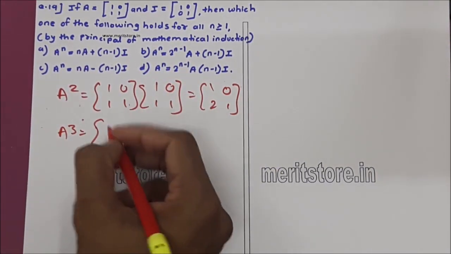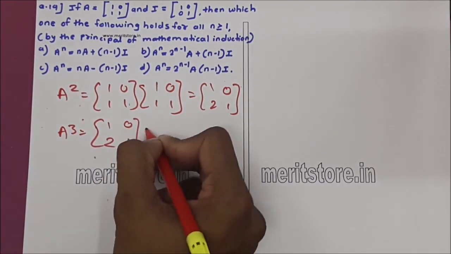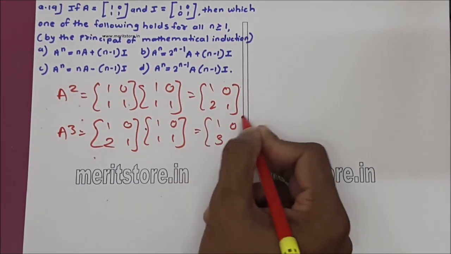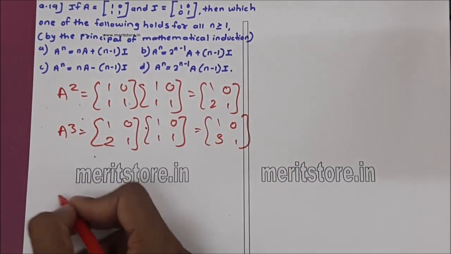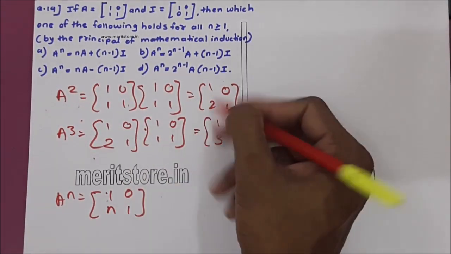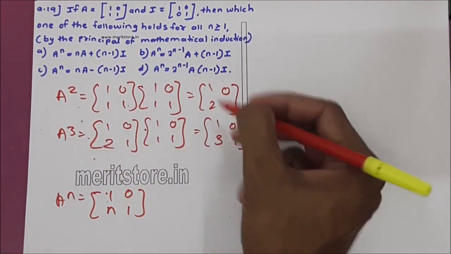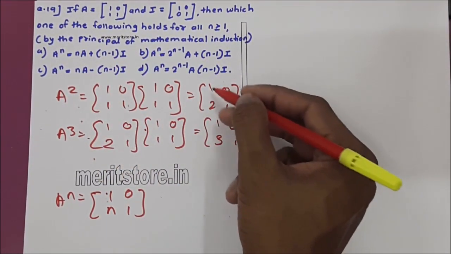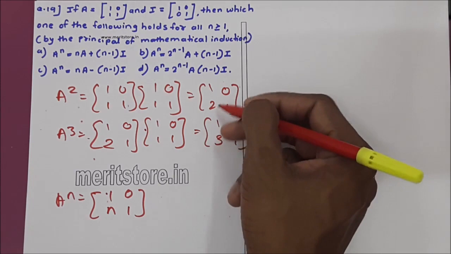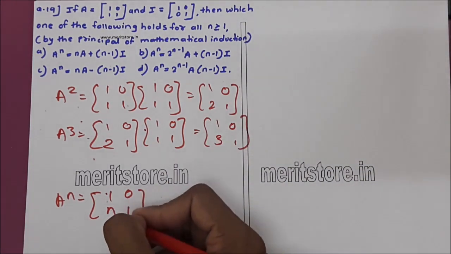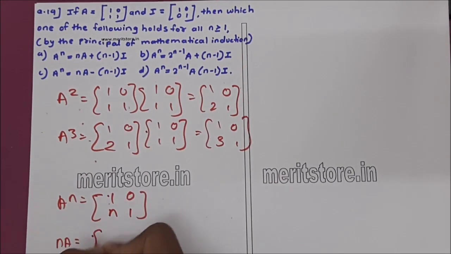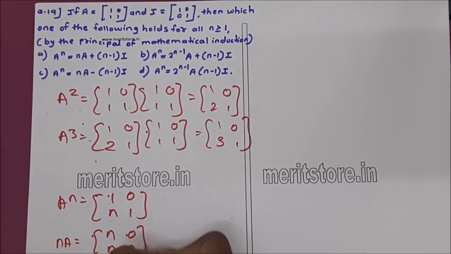That is A raised to n, where n stands for 1, 2, 3 and 4. Therefore A raised to n can be the matrix [1 n; 0 1]. If we compare the matrices of A square and A cube, the value of the element a12 is getting changed, so we write n over there, which is the power of A. So therefore nA is equal to [n n; 0 n].